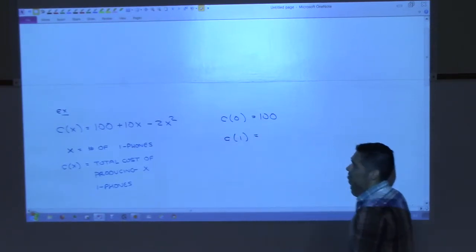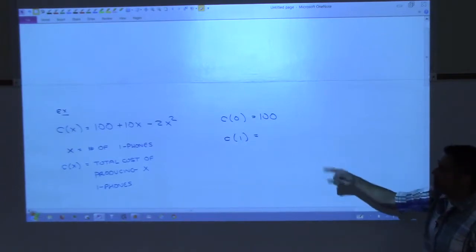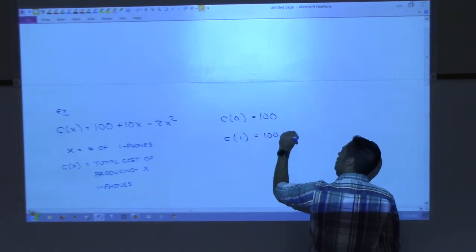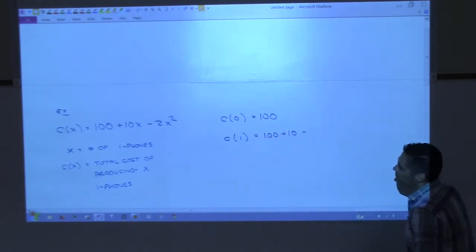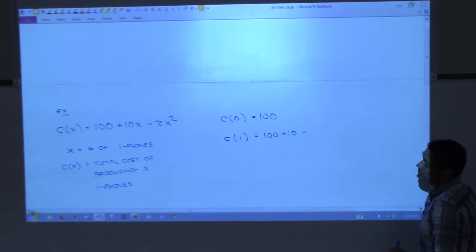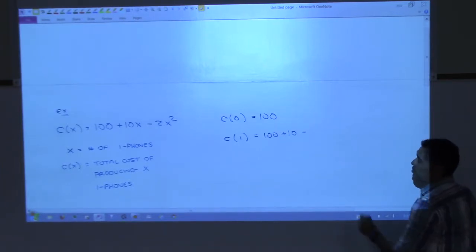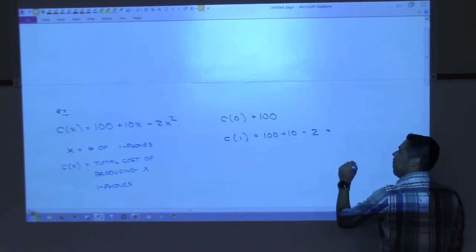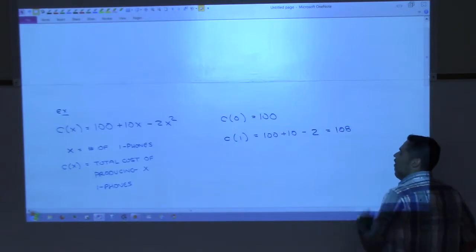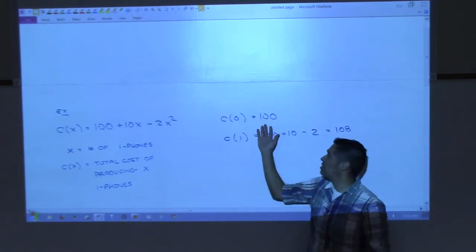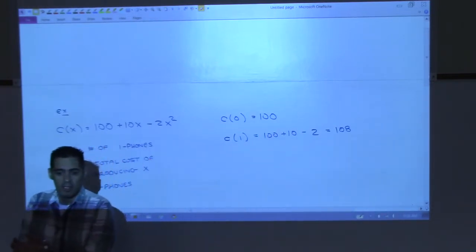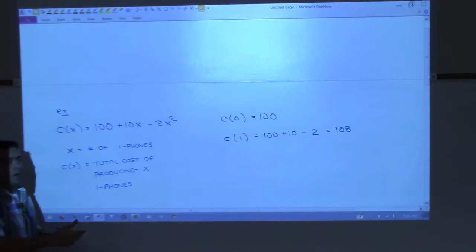Okay? So what about if we make one phone? How much is it going to cost us if we make one phone? So we plug 1 in here, right? And what do we get? 100 plus 10 minus 2, and that would be 108. We'll just say that this is like dollars. So it costs us $100 if we don't make any phones, and it's going to cost us $108 if we make one phone, right?